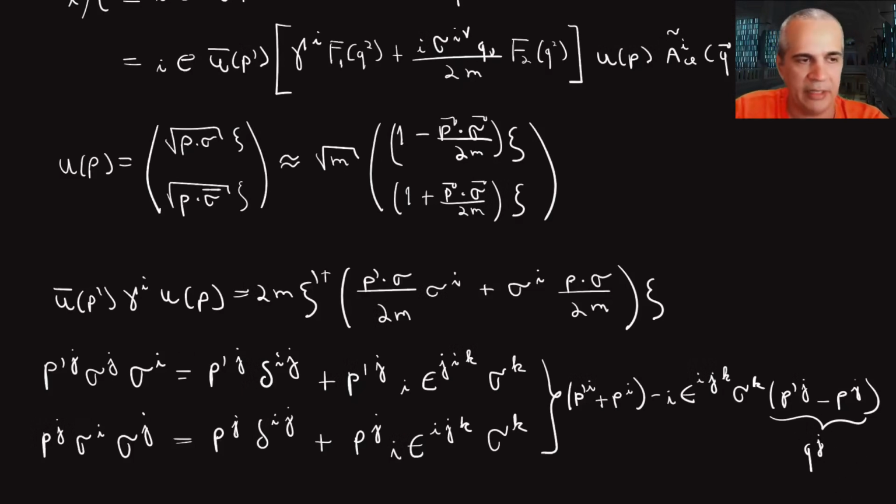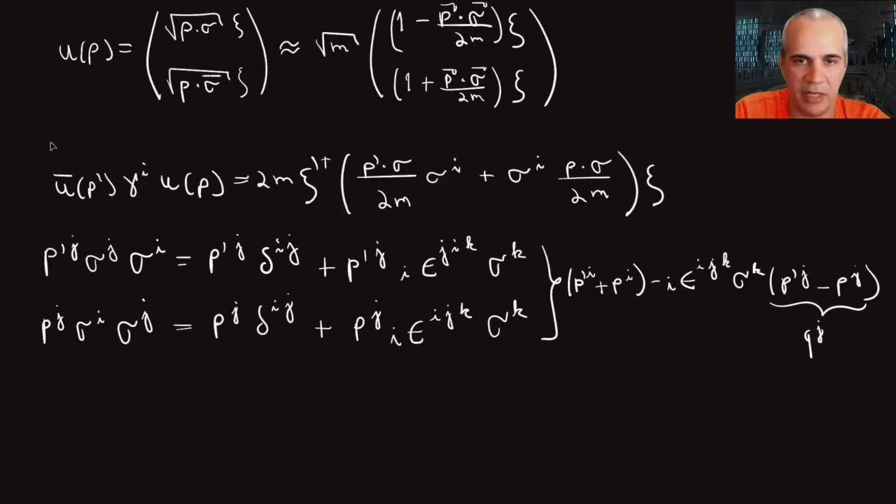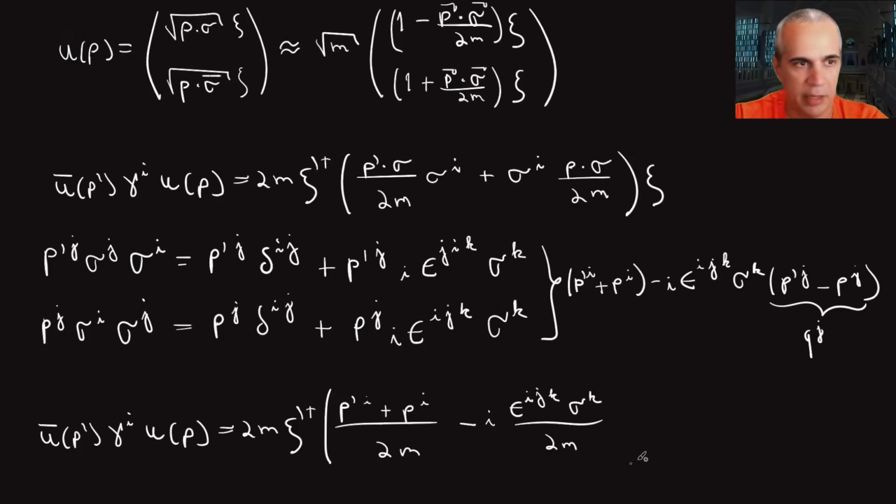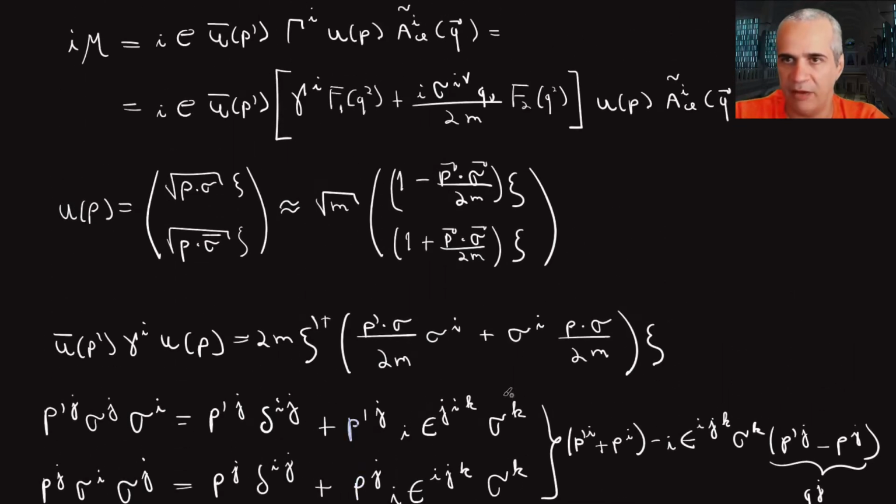If I go back now up here, what I'm saying is that this, let me repeat it, can be written as (p prime_i plus p_i) over 2m minus i ε_ijk σ_k over 2m, times q_j, ψ. So I have these two terms, and they are both coming from the f1 part. This is all multiplying f1, because I just rewrote these Dirac matrices between this ū in a very complicated way.